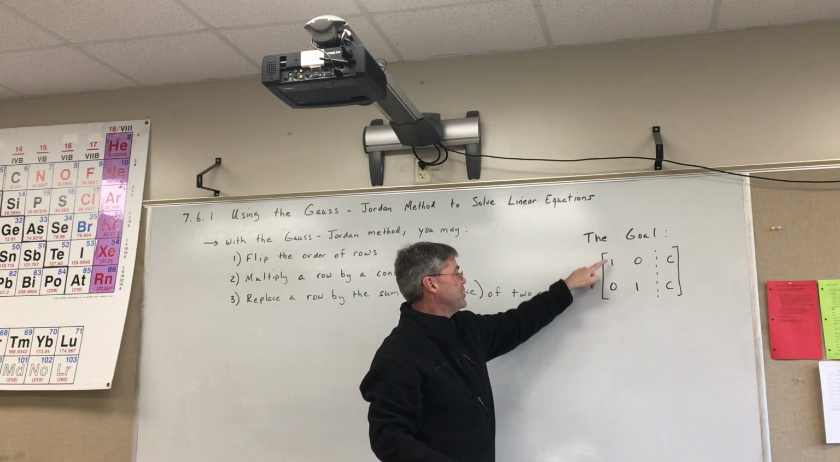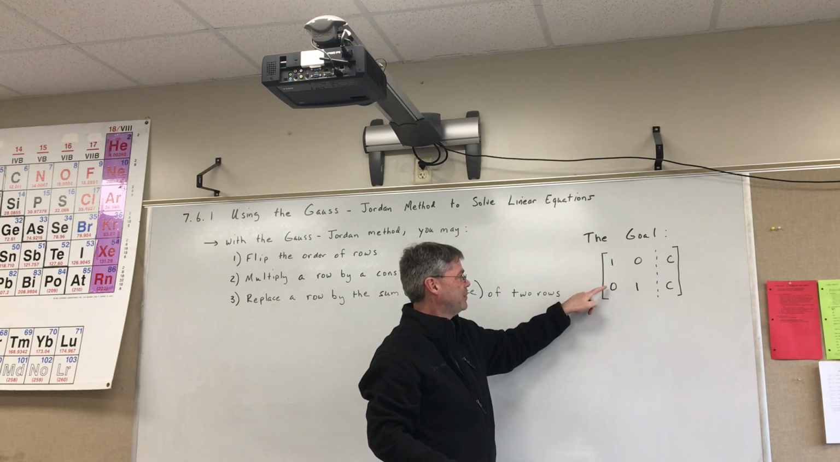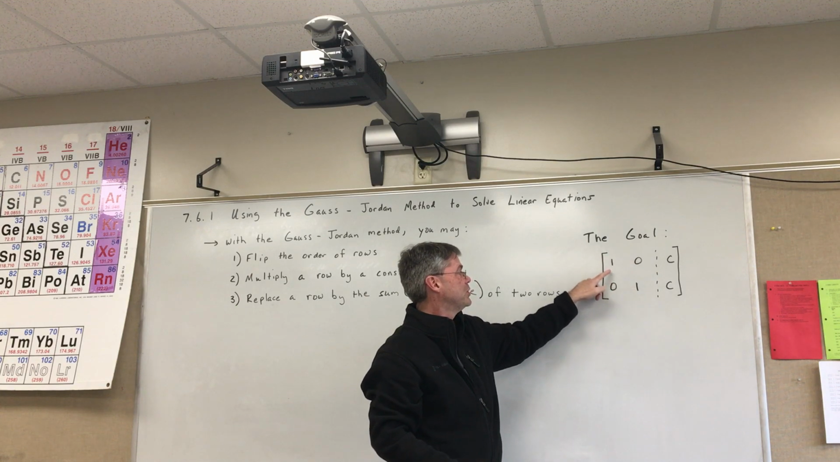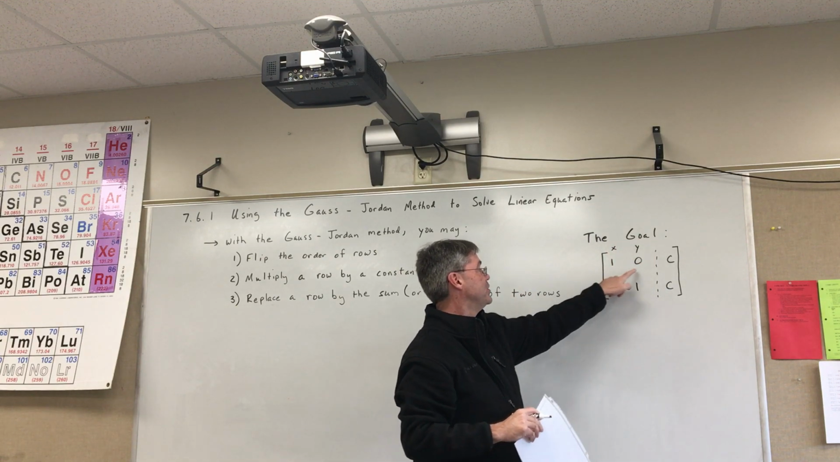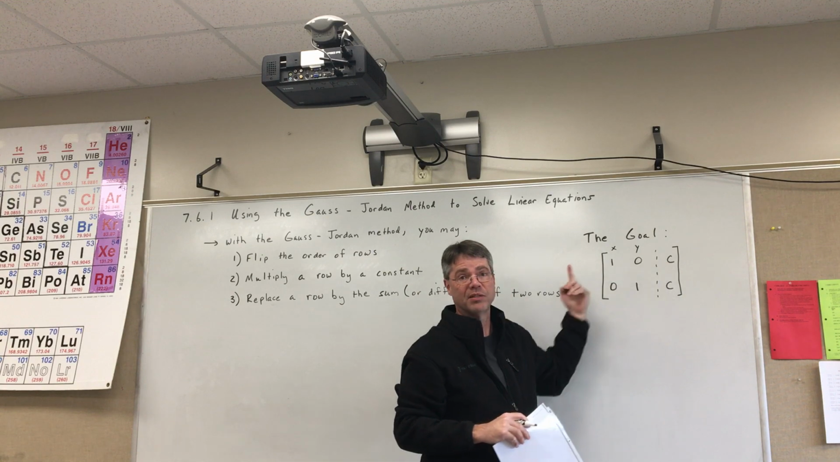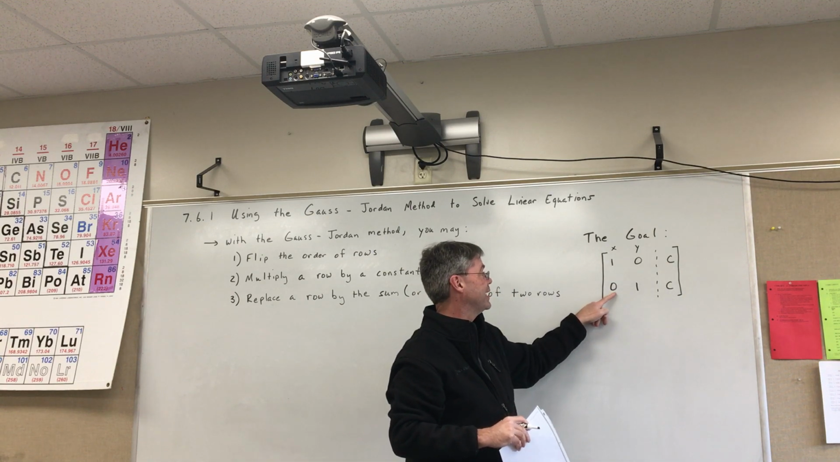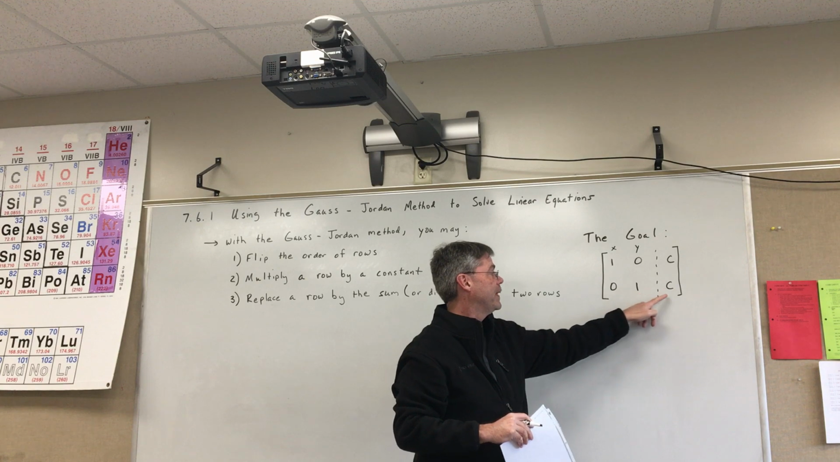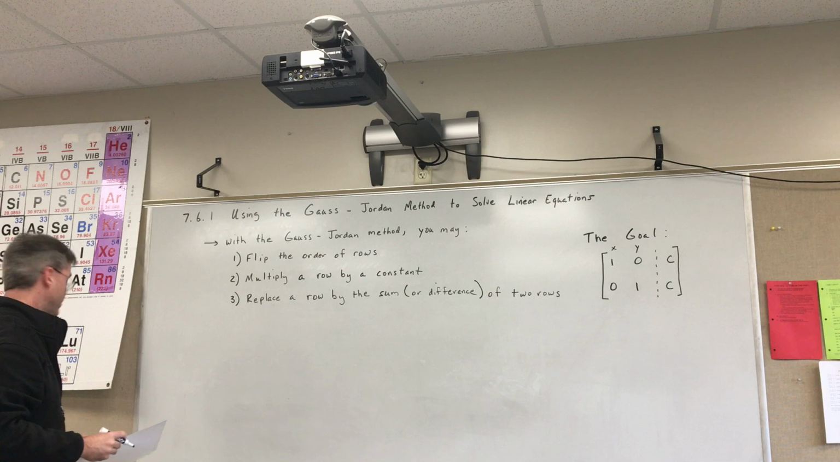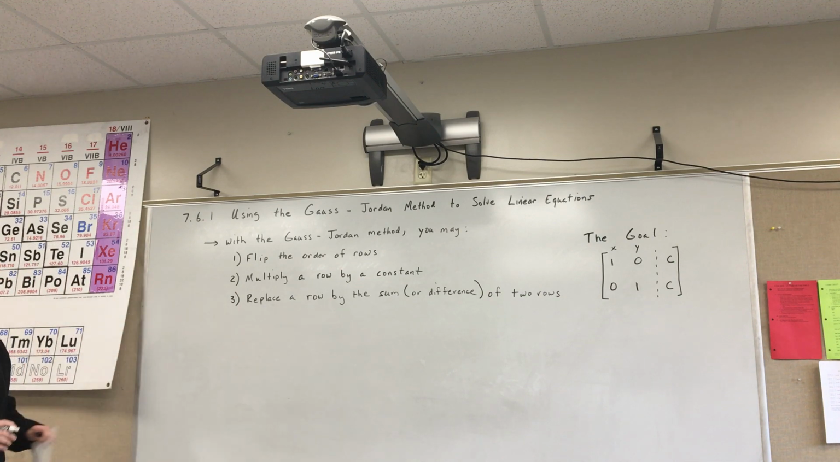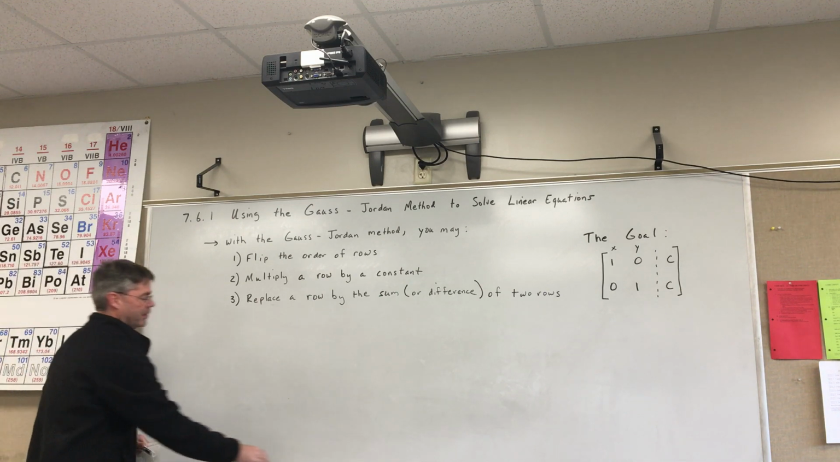Okay, but this is the x column. This is the y column. So when you get 1 in the x column, go ahead and label that like that. When you get 1 in the x column, a 0 in the y column, and a constant, that constant's the value of x. When you get a 0 in the x column and a 1 in the y column, that constant is the value of y. All right, so I'm going to let you pause the video and make sure that you've copied all this down, and then we'll go ahead and start two examples with the Gauss-Jordan method.